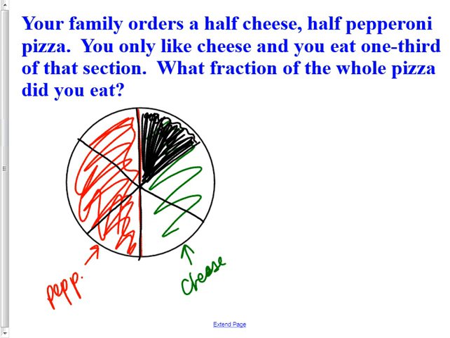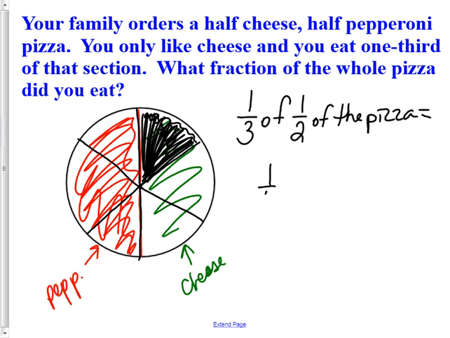And when I do that, I'm going to see that I ate 1/3 of half of the pizza, which means I really ate 1/6 of the whole pizza. So 1/6 of the pizza is what I ate. Again, this could have been a multiplication. 1/3 times 1/2. Anytime you see a fraction of another number, you can always do that as a multiplication.